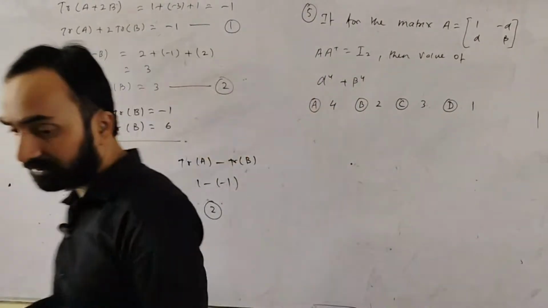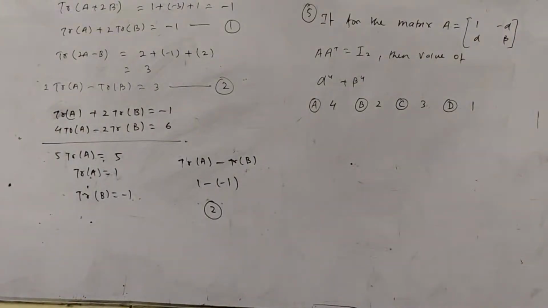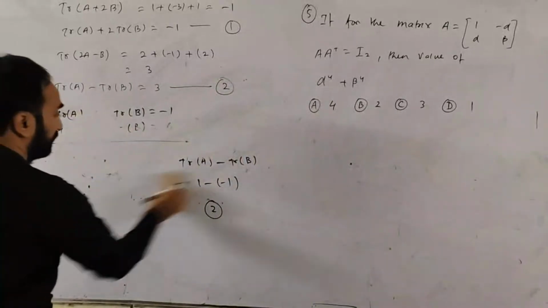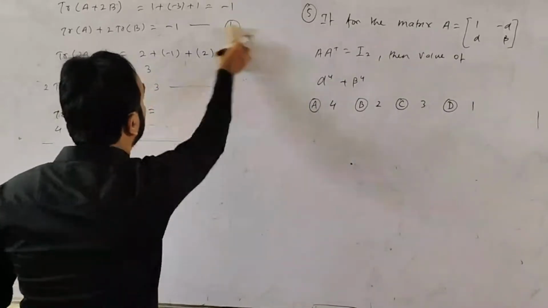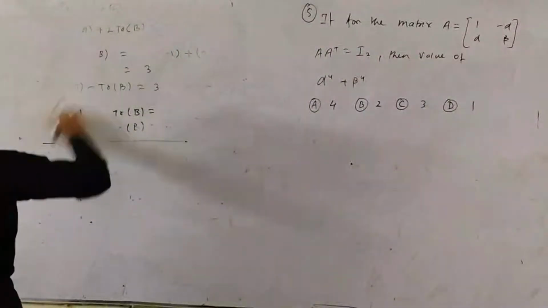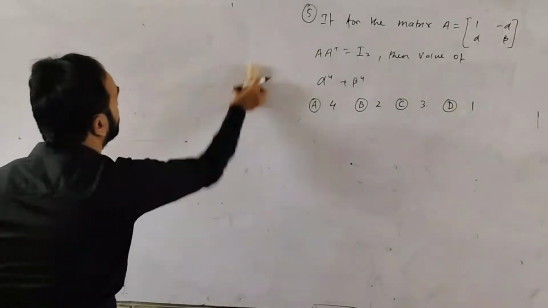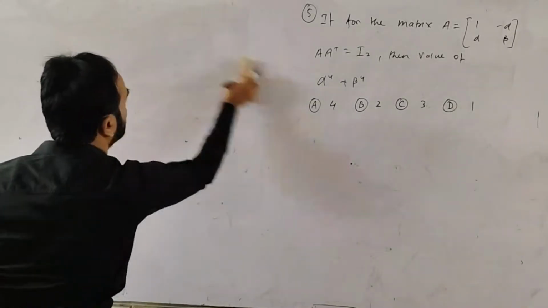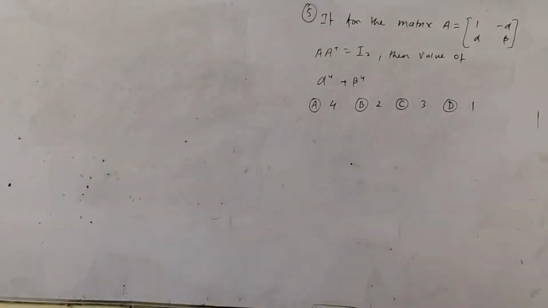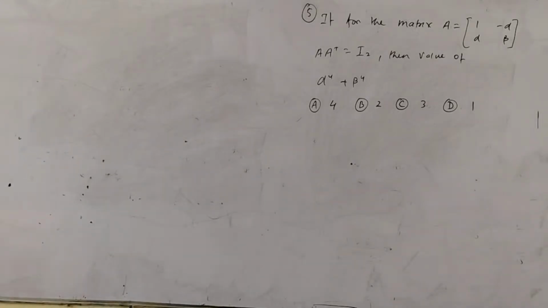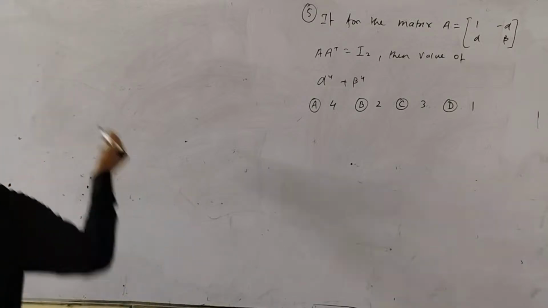Just see how we can find. AA transpose is given as what? I2. I2 is what? Identity matrix of 2 cross 2. What do you mean by identity matrix? The diagonal elements are 1 and the rest are 0. Right? So we'll first see how to write the AA transpose. If you apply the property, it can help. But even if you don't apply the property, you can do direct multiplication. That is also easy, right? So better do a multiplication.